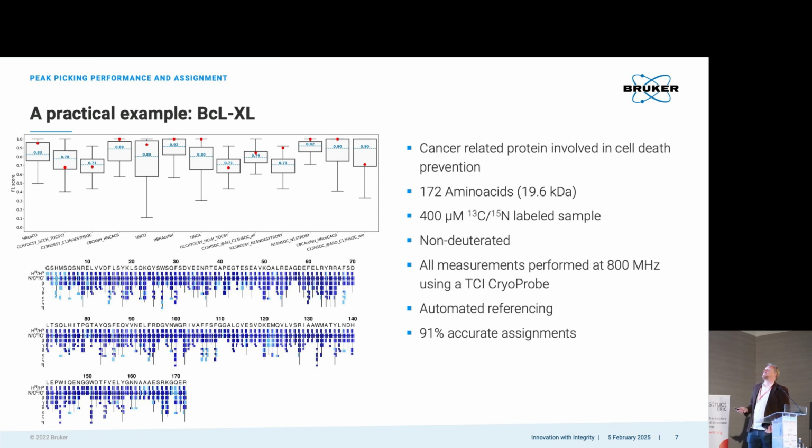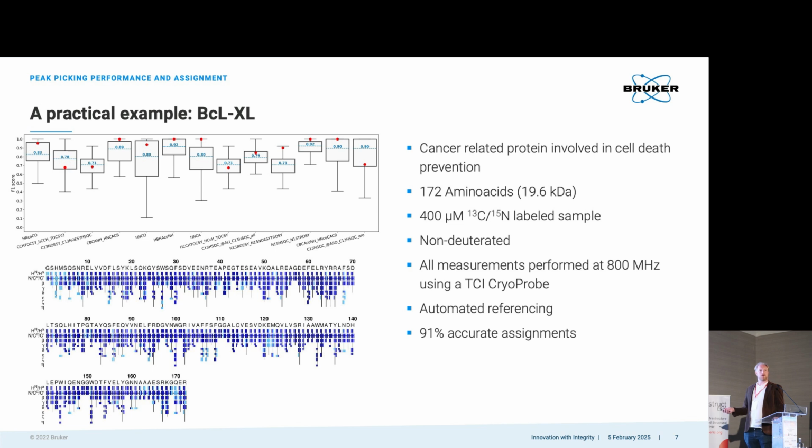What you can see here on the left-hand side is the result of the automated peak picking and assignment. On the top, you can see the performance of the individual spectra in terms of peak picking when compared to the benchmark spectra. And in the bottom, you can see the sequence plot, using a threshold. We have dark blue for high confidence and light blue for lower confidence. In this case, we were able to work with all the spectra and end up with roughly 91% predicted to be accurate sidechain assignments.